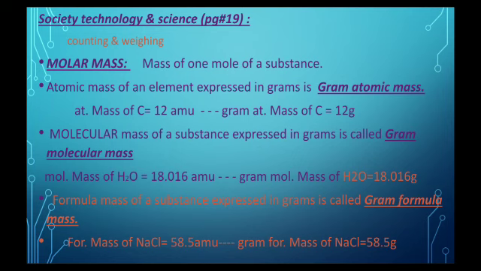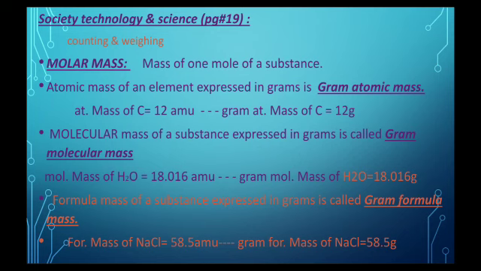Then comes the atomic mass, gram atomic mass. Atomic mass of an element expressed in grams is called gram atomic mass. Atomic mass is given, we know the atomic mass. Let's take the example of carbon. Atomic mass of carbon is known to us, that is 12 atomic mass units, AMU. When we change the unit from AMU to grams, it becomes gram atomic mass. Okay, there is no need to do any calculations, just we have to change the unit from AMU to grams. AMU को हटा के grams लिख देंगे तो वो atomic mass से क्या बन जाएगा?